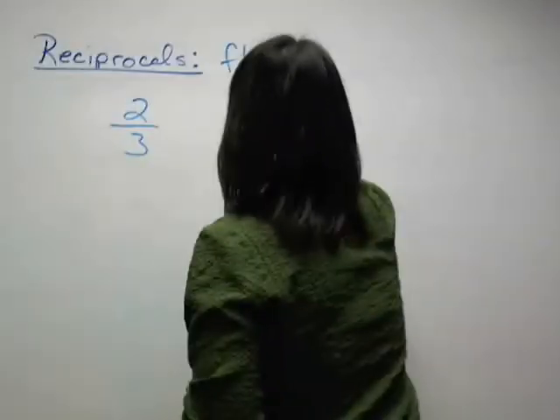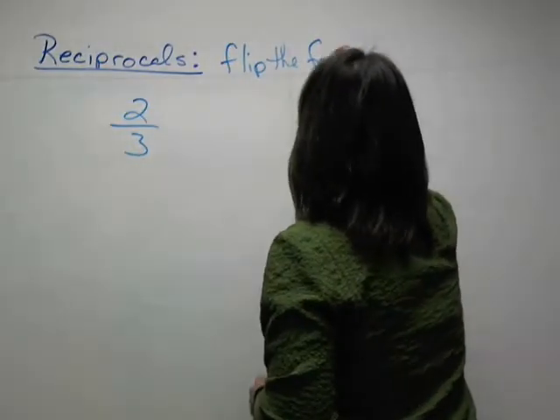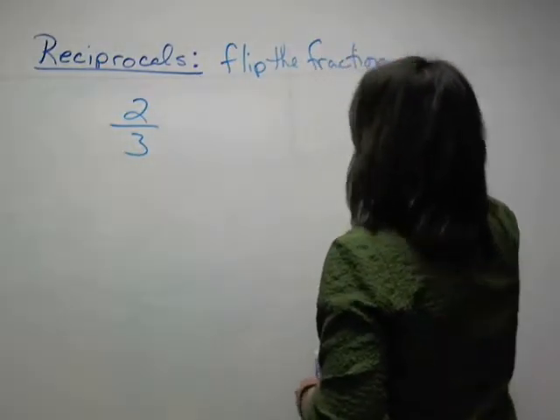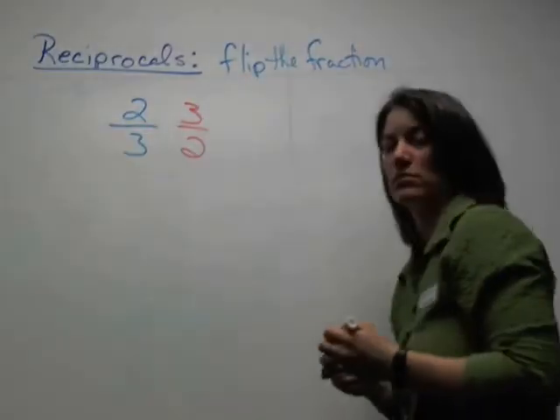Before we can learn how to divide fractions, we need to understand the word reciprocal. Reciprocal, notice it has just about every vowel in the word, so it's really kind of a fun one. A reciprocal simply means flip the fraction. So if I had the fraction 2/3, its reciprocal is 3/2.